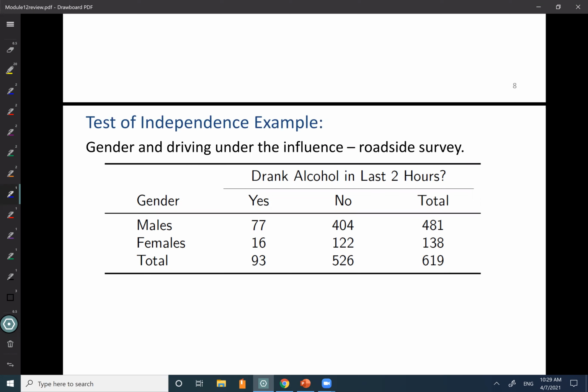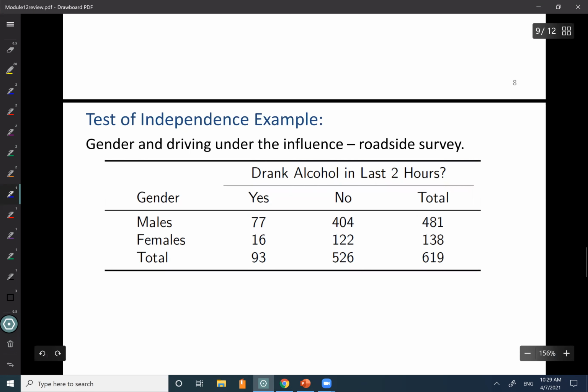What they wanted to do is they have two categorical variables. One is yes, no to a survey question: have you drank alcohol in the last 2 hours? They were pulling people over from the roadside and asking them, have you drank in the last 2 hours, yes or no, and doing the test to see if they had. And then gender was also recorded.